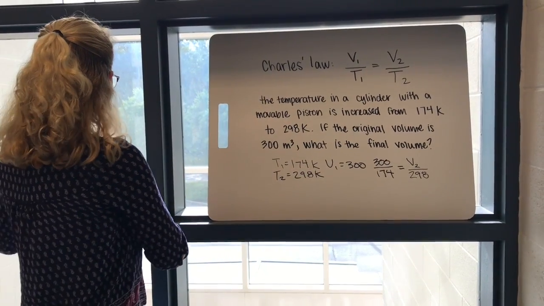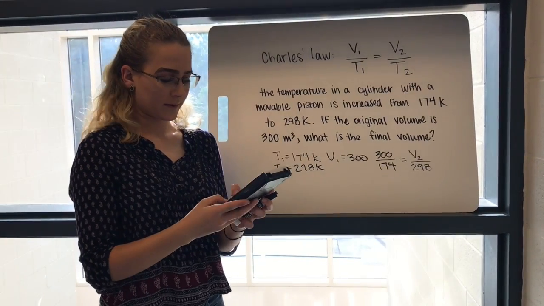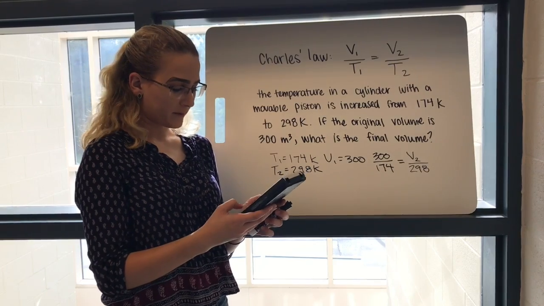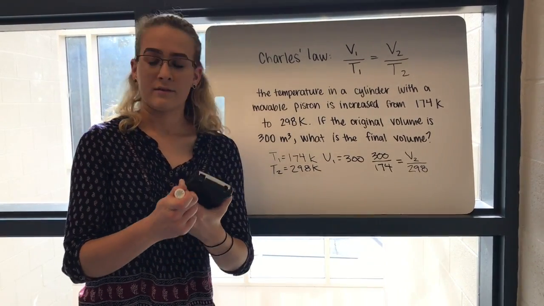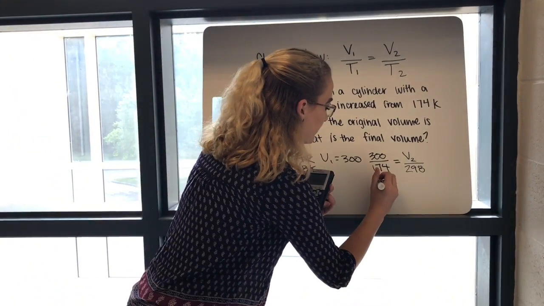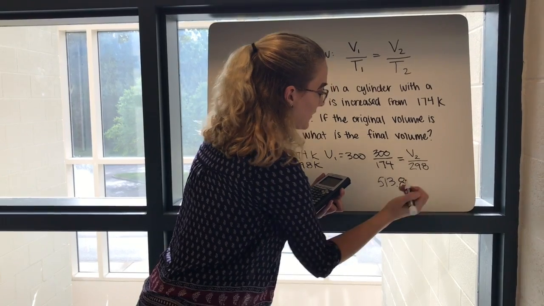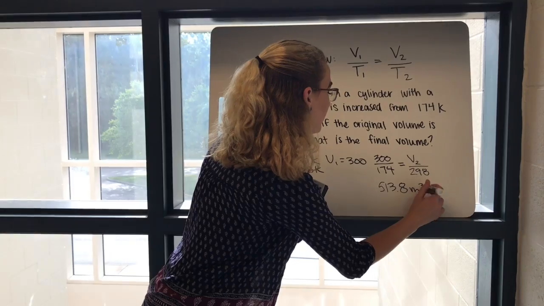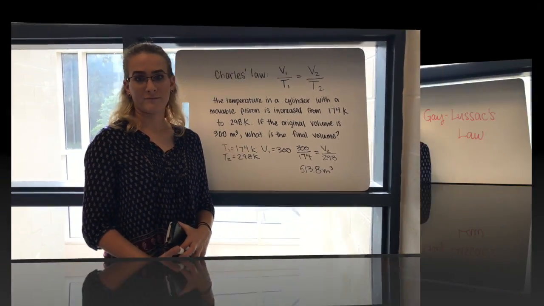And with that calculation, 300 divided by 174 multiplied by 298, we're going to get 513.8, and that's going to be in meters cubed. So that is our final volume.